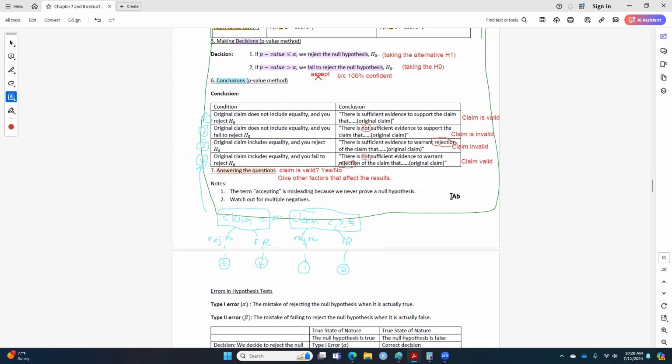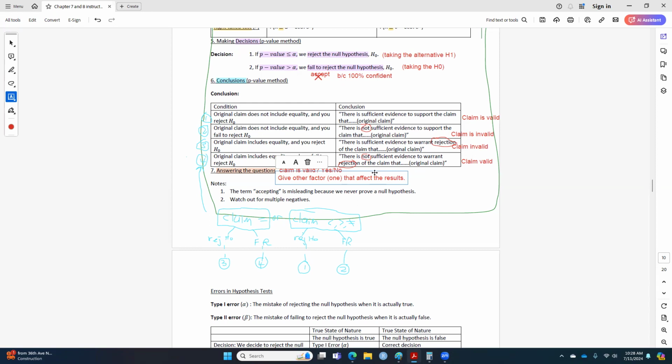Giving other factors is something where you have to think outside the box, which I cannot teach you here. But I only need one, not plural. So in the test, if I do ask you to give me another factor that will affect this result, don't be greedy and give me a lot. Just give me one factor, that would be good enough.